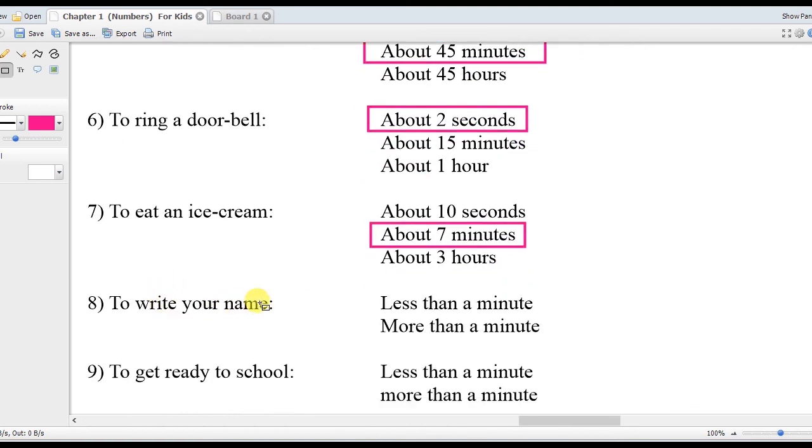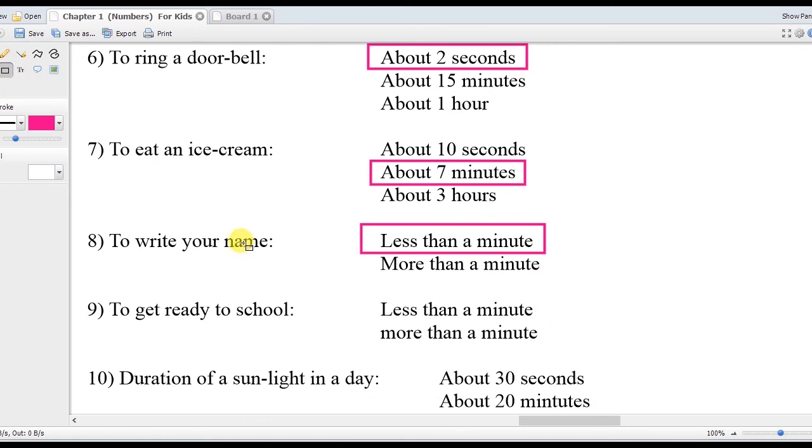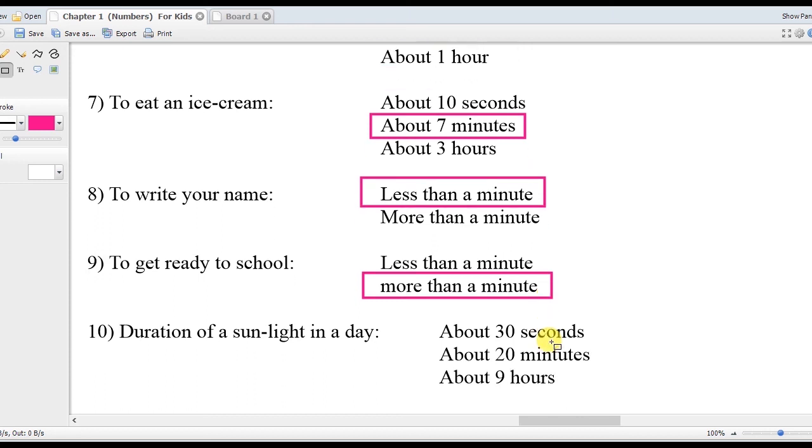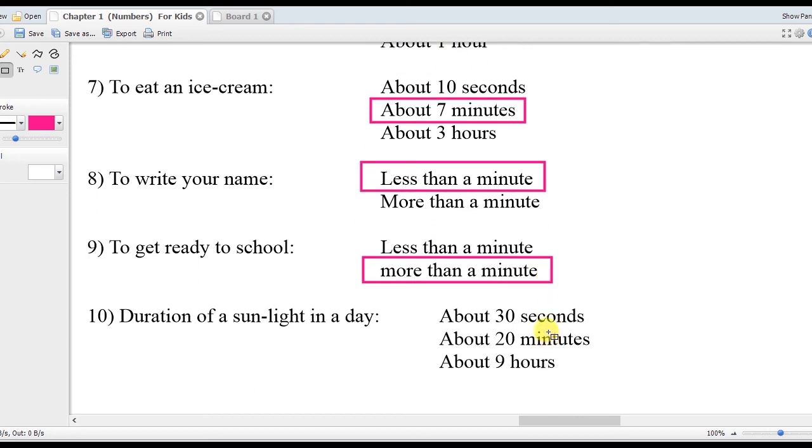To write your name. Will it take you less than a minute or more than a minute to write your name? Obviously less than a minute, because in a minute we have how many seconds? Of course, 60 seconds. Yes. To get ready for school. That is obviously more than a minute. Are you a superhero? No, even a superhero cannot get ready for school in less than a minute.